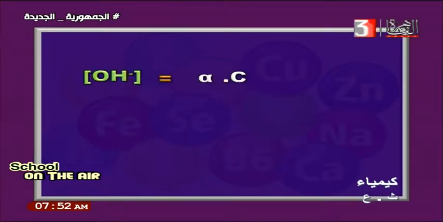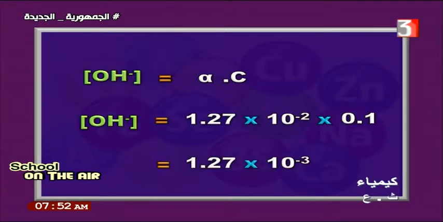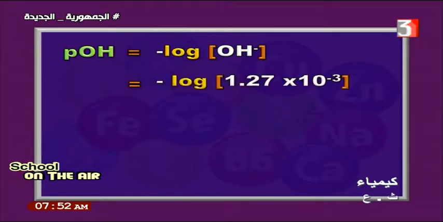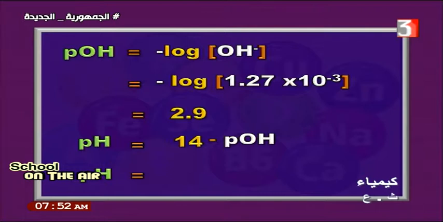Here the concentration of hydroxide ion equals alpha times C. So the alpha, 1.27 times 10 to the power negative 2, degree of ionization, times 0.1 equals 1.27 times 10 to the power negative 3. Therefore, pOH equals negative log of hydroxide ion. So negative log of this value will be 2.9. Then pH equals 14 minus pOH. So pH equals 14 minus 2.9 equals 11.1.